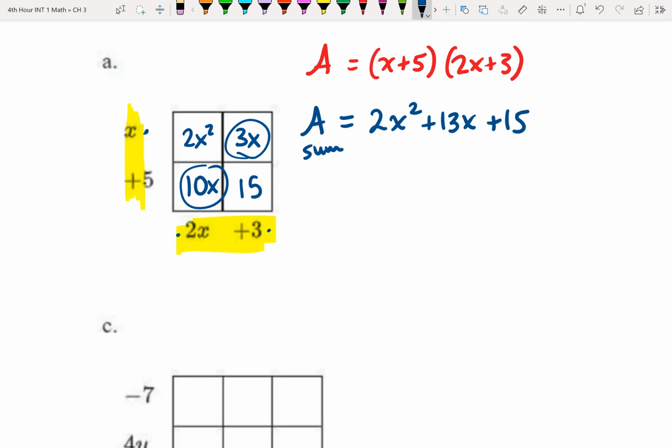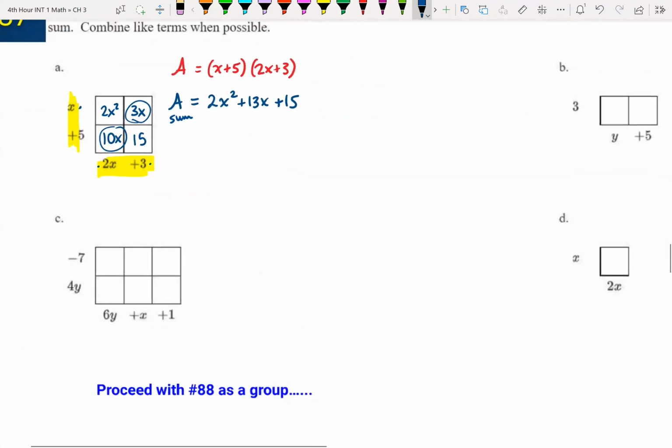So that's part A. Pause this video and try completing these on your own with your teammates, and then we'll come back together and go over the solutions.